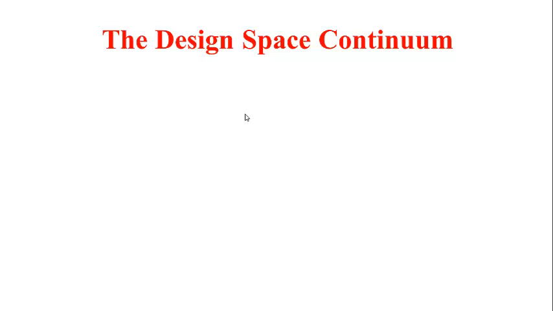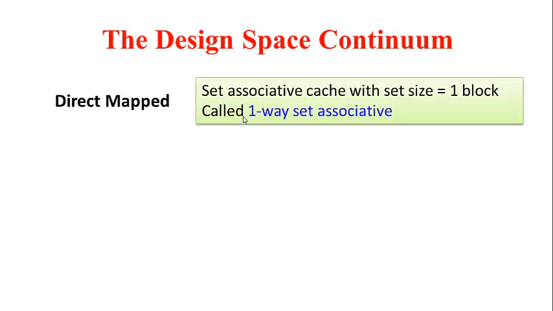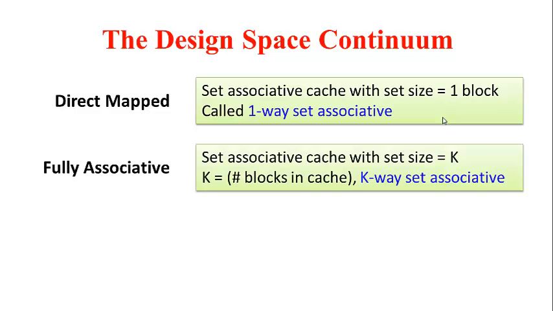So we have seen 3 kinds of cache design: direct map, fully associative, and set associative. Well, it turns out they are all different points of design in the same design space continuum. In the case of direct map cache, it is nothing but a set associative cache where the set size is nothing but one block. So we could potentially call it a one-way set associative cache. In the case of fully associative, we can consider a fully associative cache as nothing but a set associative cache with exactly one set. And the size of this set is going to be k, where k is nothing but the number of blocks in the cache.